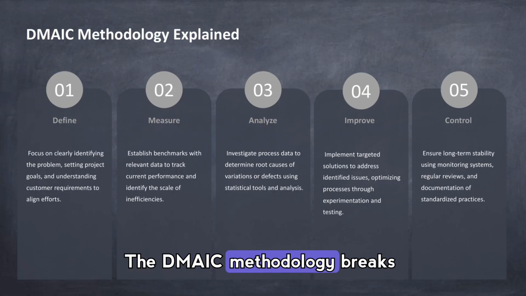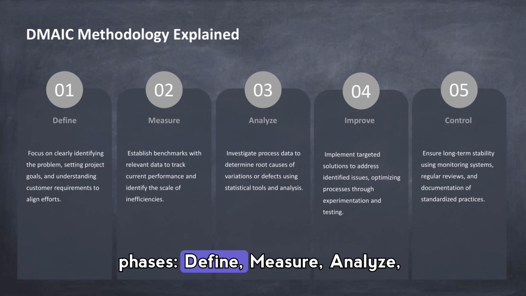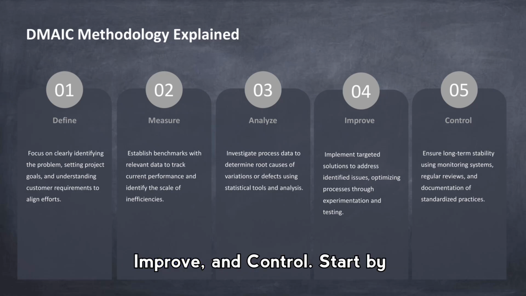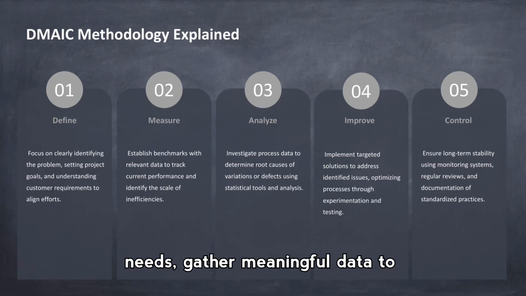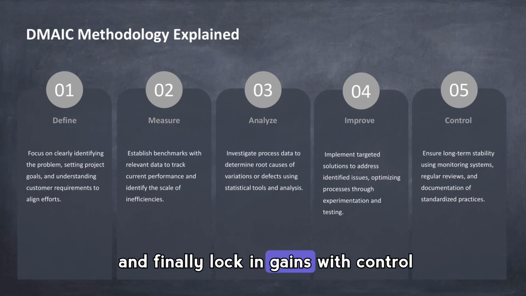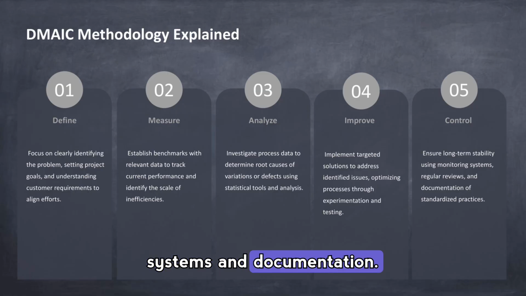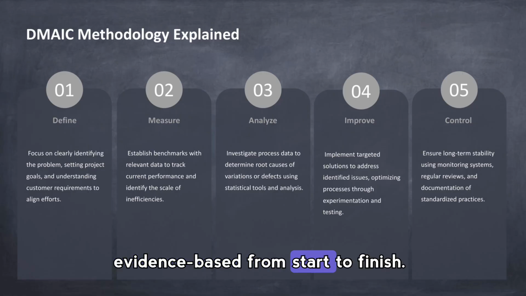The DMAIC methodology breaks problem-solving into 5 clear phases: define, measure, analyze, improve, and control. Start by clarifying the problem and customer needs. Gather meaningful data to baseline performance, analyze root causes, test targeted improvements, and finally lock in gains with control systems and documentation. DMAIC keeps teams focused and evidence-based from start to finish.